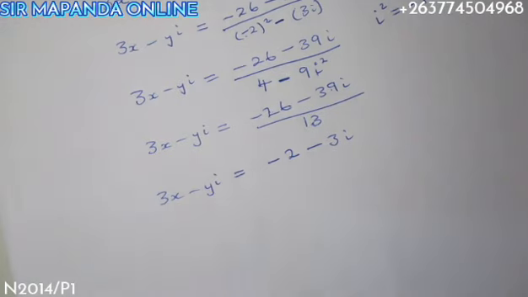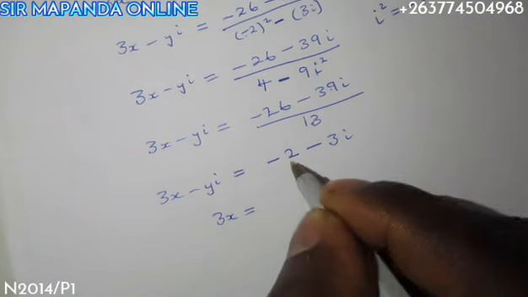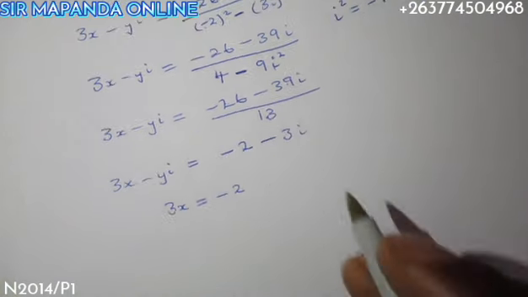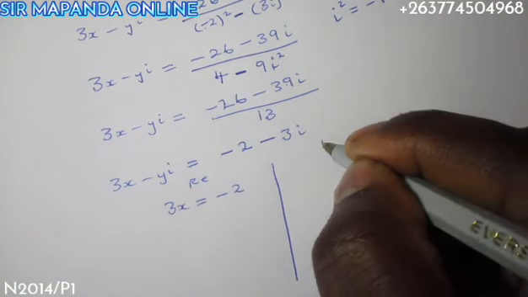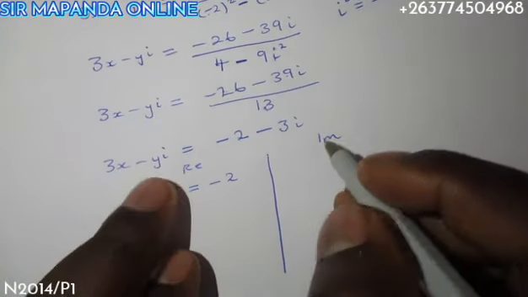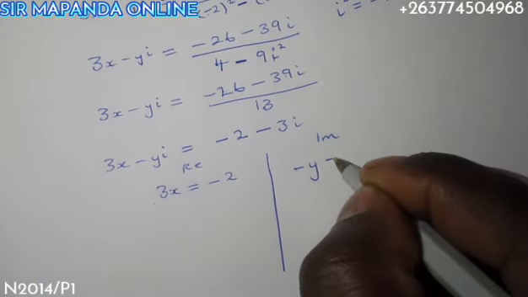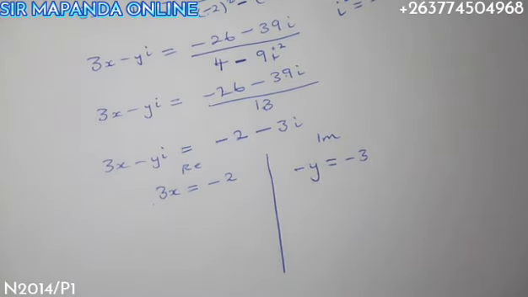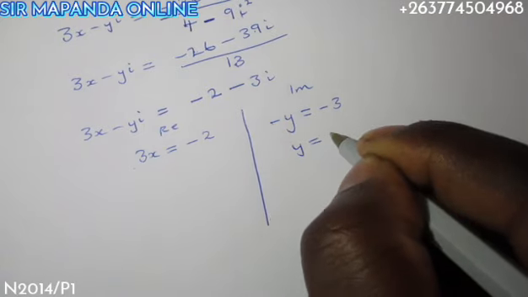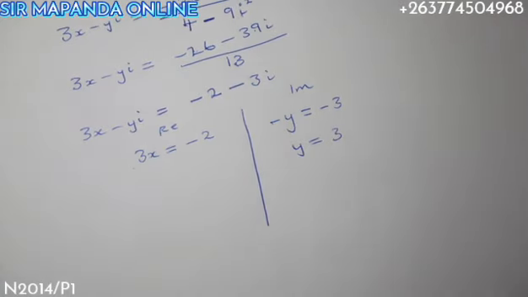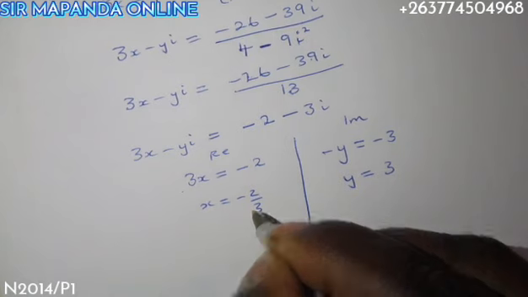So we are now equating real terms. The real term on the left is 3x. The real term on the right is minus 2. This is the first equation for real terms. Then I'm going to equate the imaginary terms. The imaginary term on the left is minus y, which is the coefficient of i on the left, equivalent to minus 3, which is the coefficient of i on the right. So from the imaginary side, you can tell that y is equal to 3 as the negative signs cancel each other off. Then on the left side, x is equal to minus 2 over 3.